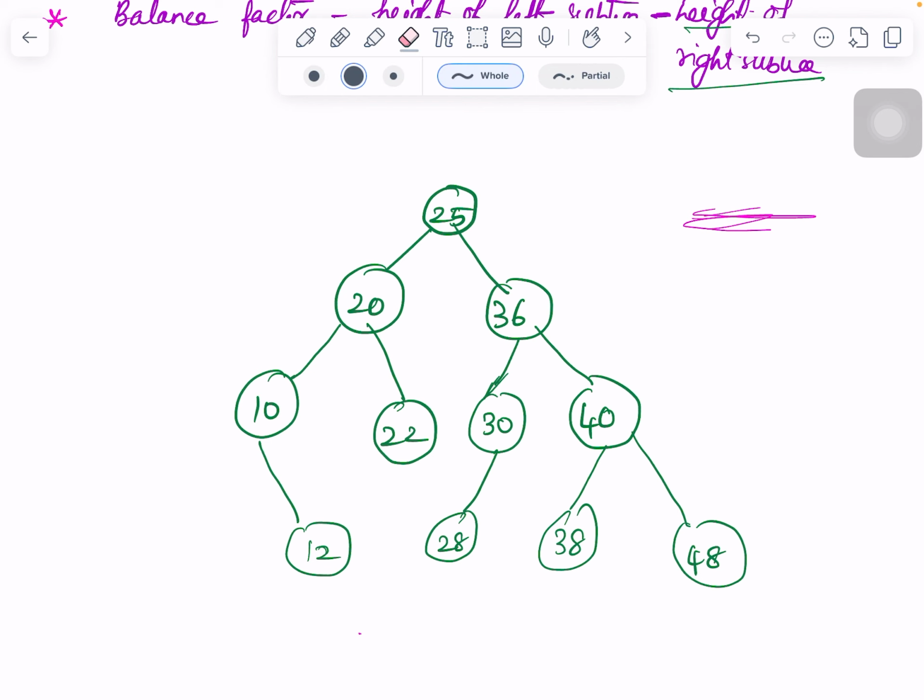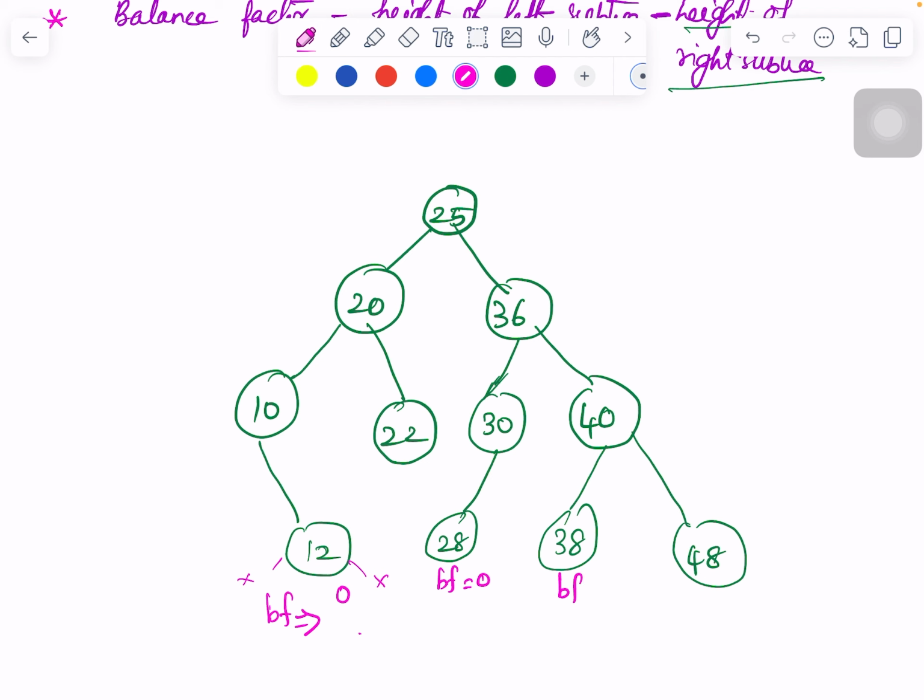Say that we have a tree here. Let us find out the balancing factor for every node of the tree starting from the leaf nodes. A leaf node means a node which has no children. The balancing factor for every leaf node is 0, because there is no left and no right, so the height of left minus height of right is going to be 0. So BF for node 28 is 0, BF for node 38 is 0, and the balancing factor for node 48 is 0.